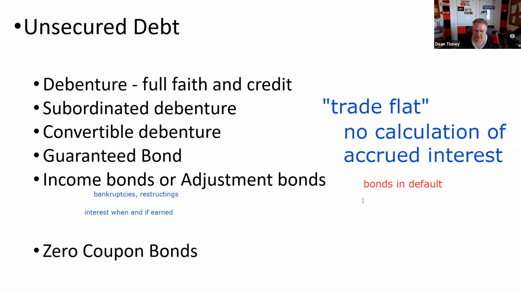And then you brought up zeros, right? So those also trade flat. And what that means is no calculation of accrued interest. So maybe I'm an investor, and the corporation doesn't have any income or adjustment bonds outstanding, but they do have some bonds they're in default on. And so I swoop in and I buy all those bonds, and I'm now the single largest creditor of this corporation.